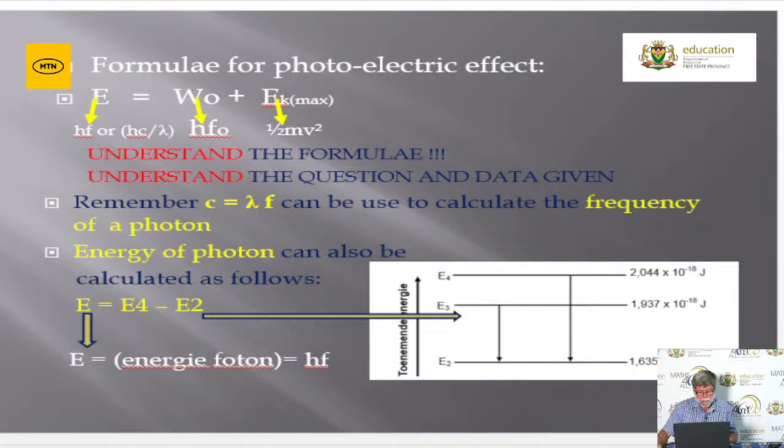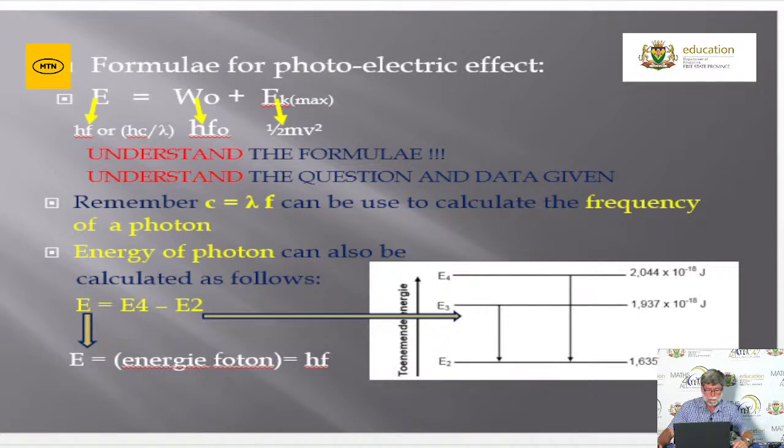Sometimes they also give you an energy diagram. So the energy of the photon is calculated in this emission process, where an electron drops from a higher to a lower energy level, and the difference between the two energy levels is equal to the energy of the photon.